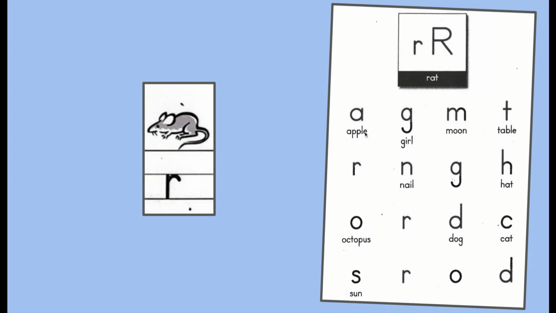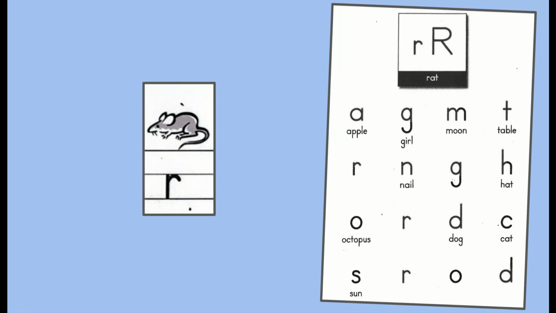A, like apple. G, like girl. M, like moon. T, table. N, like nail. G, like hat. Like octopus. D, like dog. K, like cat. S, like sun. Ah, d.